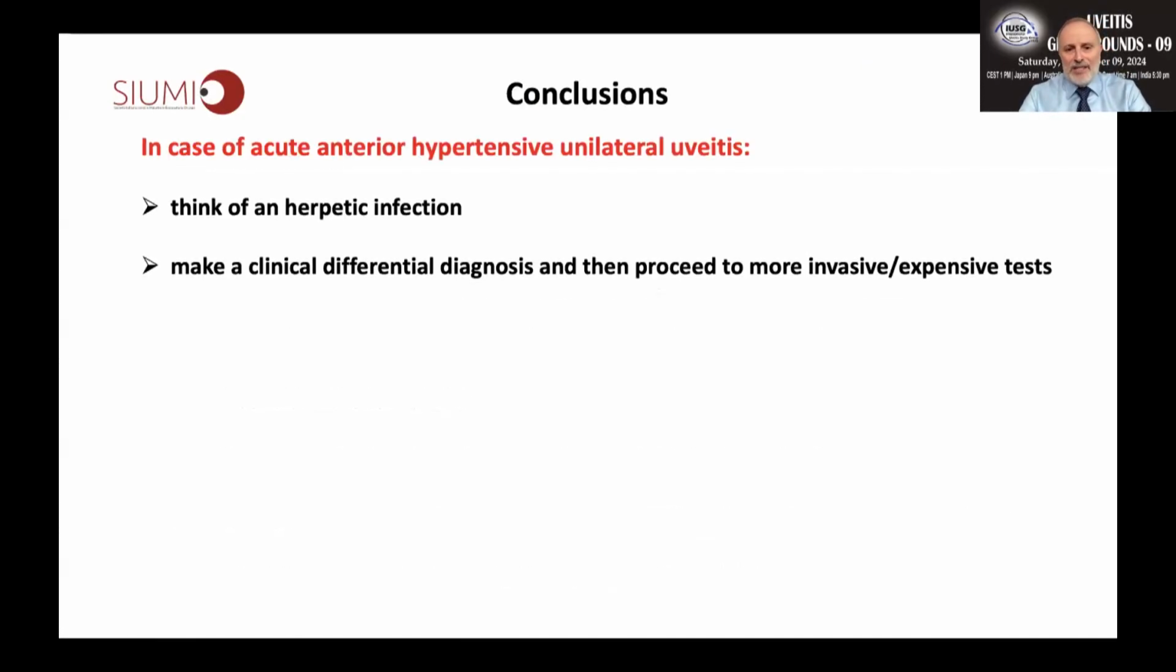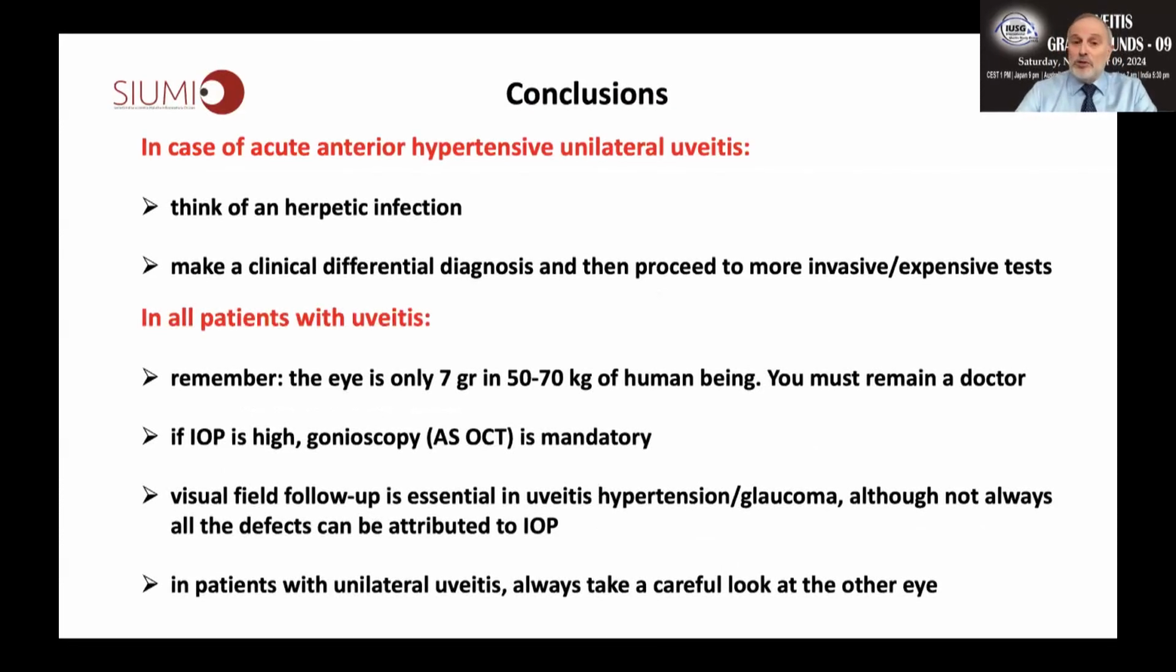So in conclusion, in case of acute anterior hypertensive unilateral uveitis, you have to think of an herpetic infection, make a clinical differential diagnosis, and then proceed to more invasive and expensive tests. And in all patients with uveitis, remember that the eye is only 7 grams in 50 to 70 kilograms of human being. You must remain a doctor. You have to think of the general health of the patient, not only of the eye.